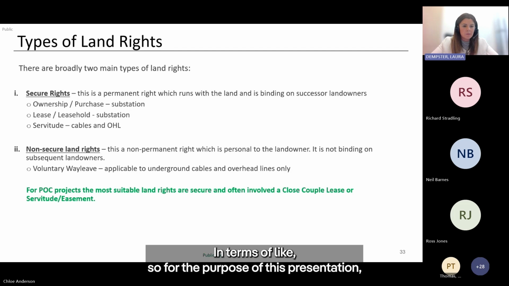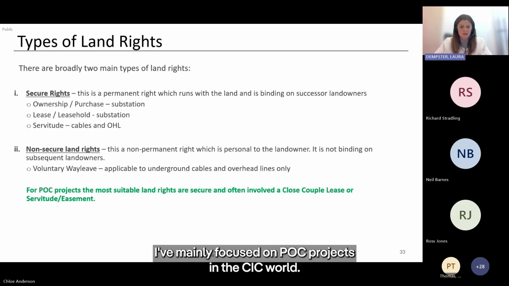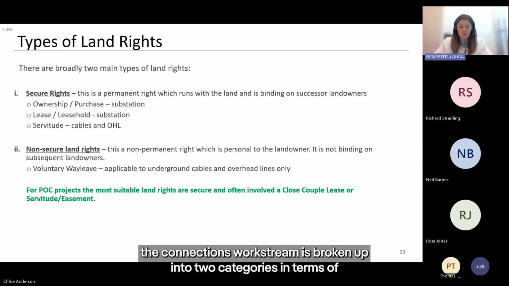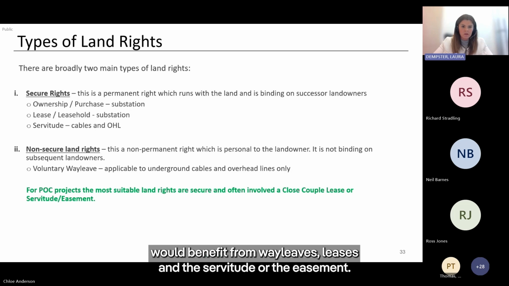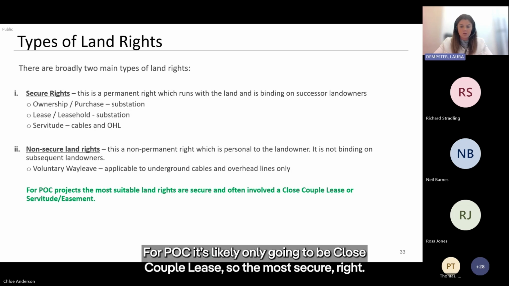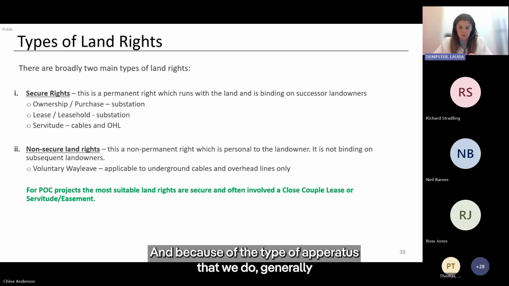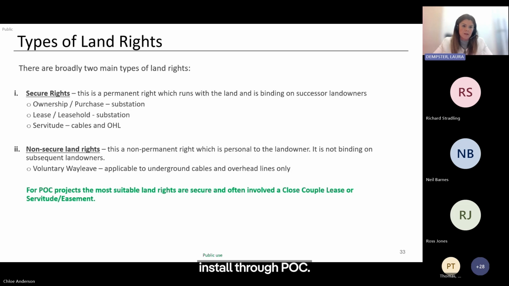For the purpose of this presentation, I've mainly focused on POC projects in the CIC world. However, generally, the connections workstream is broken up into two categories: you've got your connections customers for full works, and then you've got your POC. Full works would benefit from wayleaves and the servitudes or the easement. For POC, it's likely only going to be close coupled lease, so the most secure right, and a servitude or an easement, just due to the risk that's potentially involved, and because of the type of apparatus that we generally install through POC.